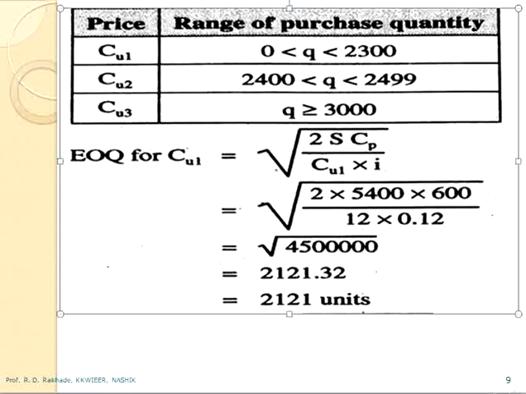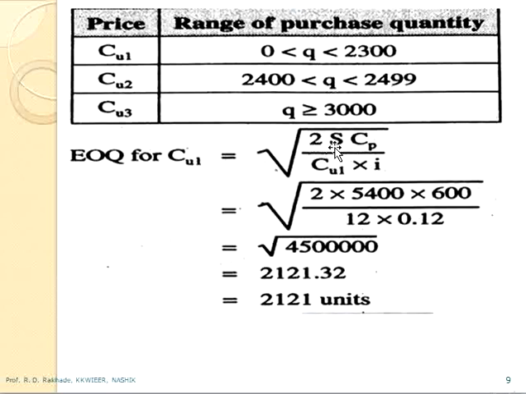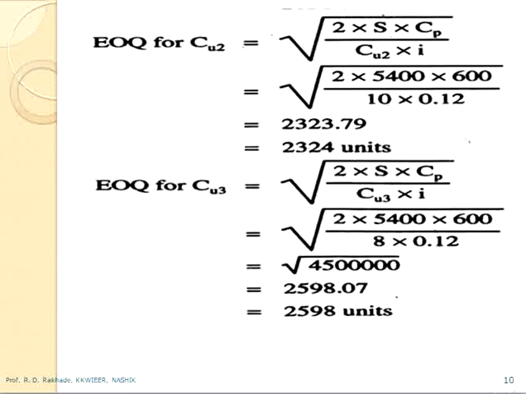In first case, 2 constant, S, that is demand, 5400, then procurement or order cost 600. First case, unit price is 12 and I, that is inventory carrying cost, is 0.12. So in first case, the optimum lot size is 2121 when you consider unit price is 12. Similarly, we determine EOQ for second case, that is unit price 10, answer 2324 unit.